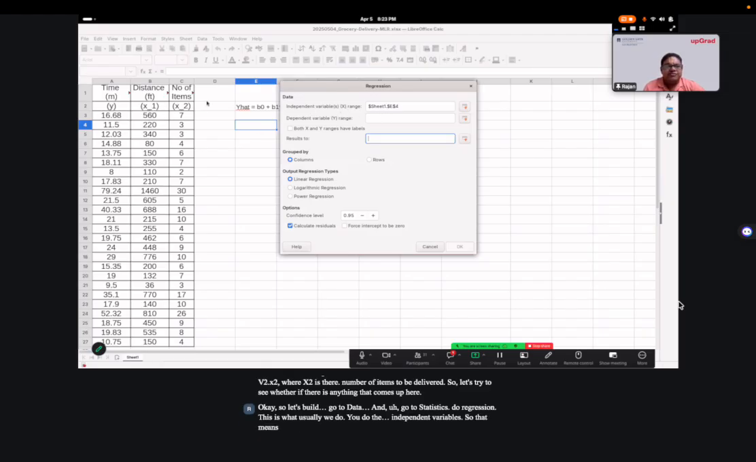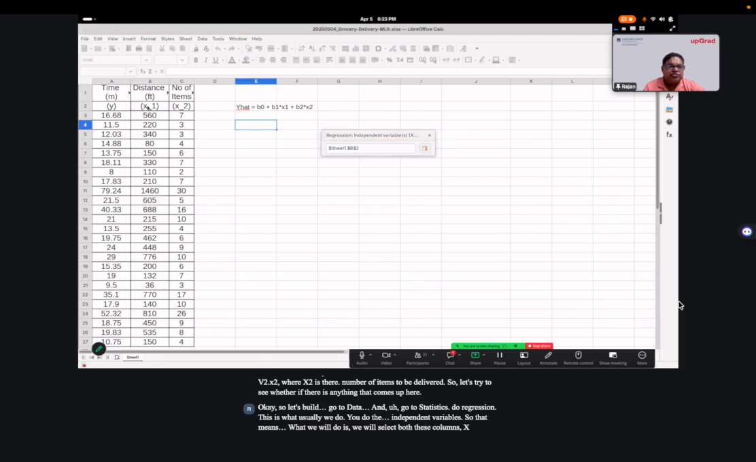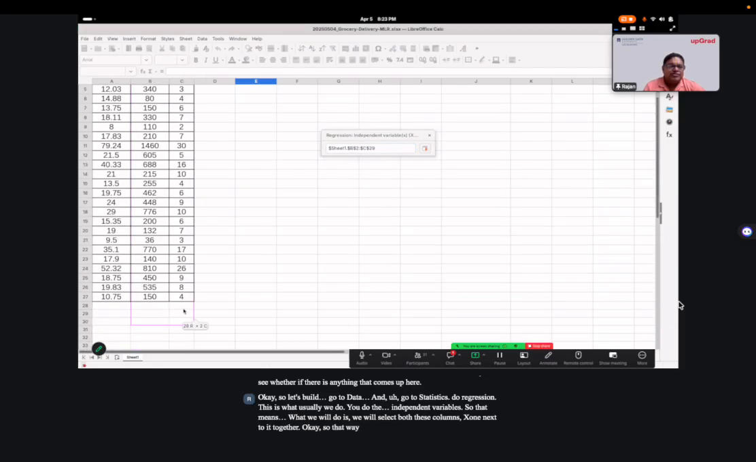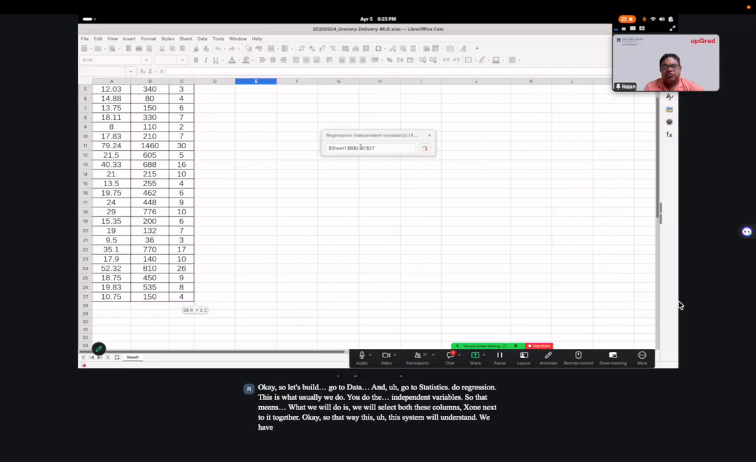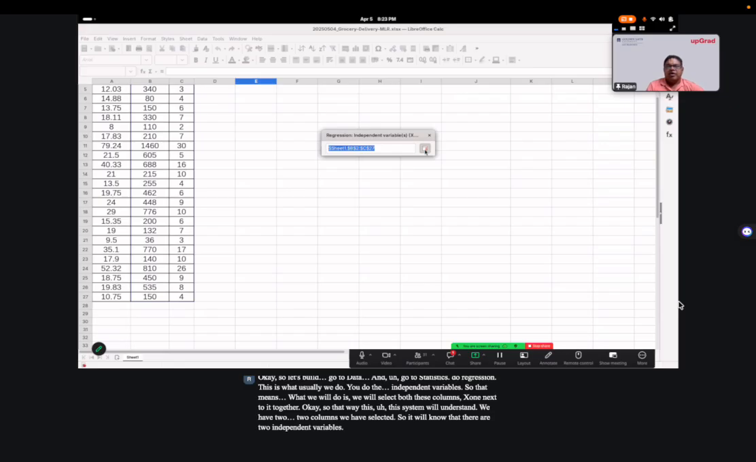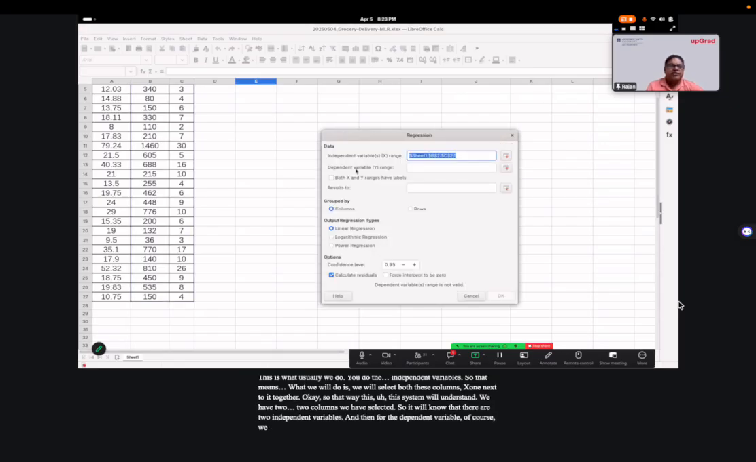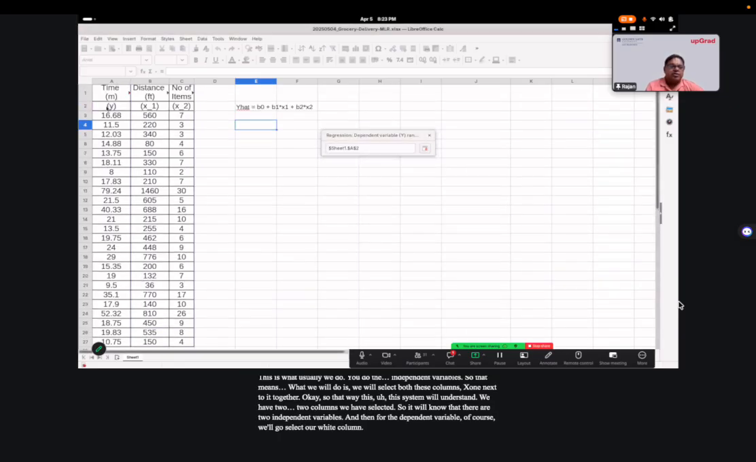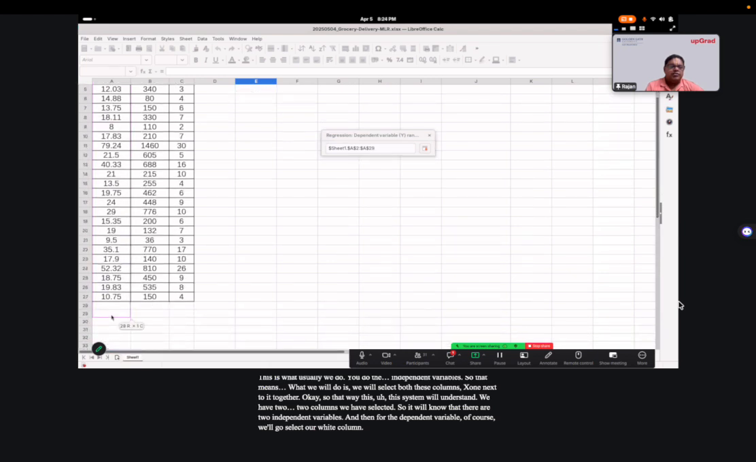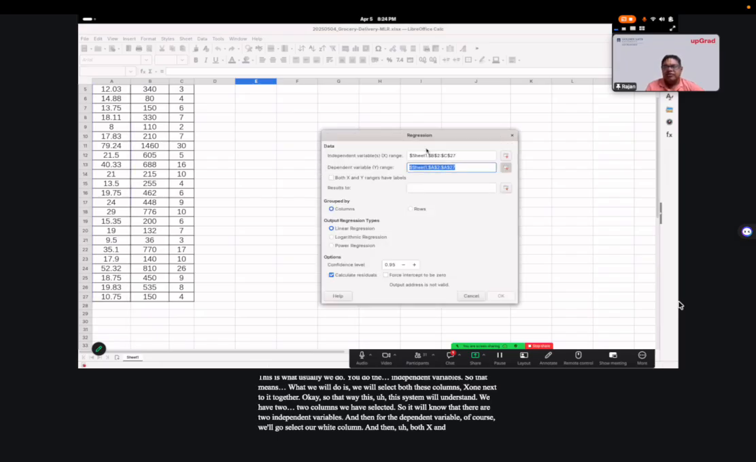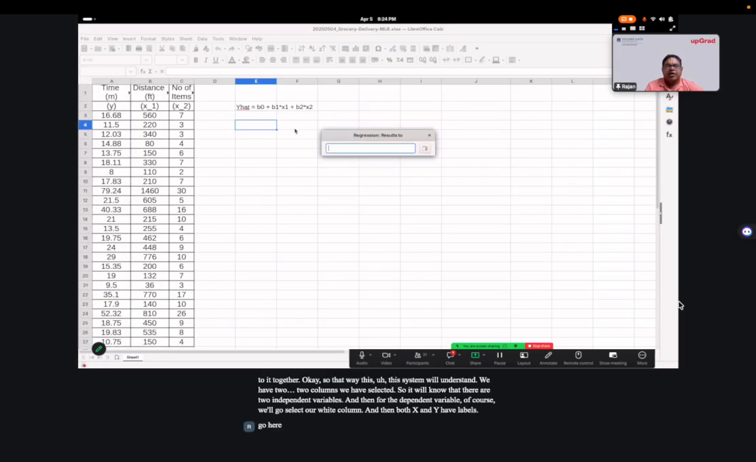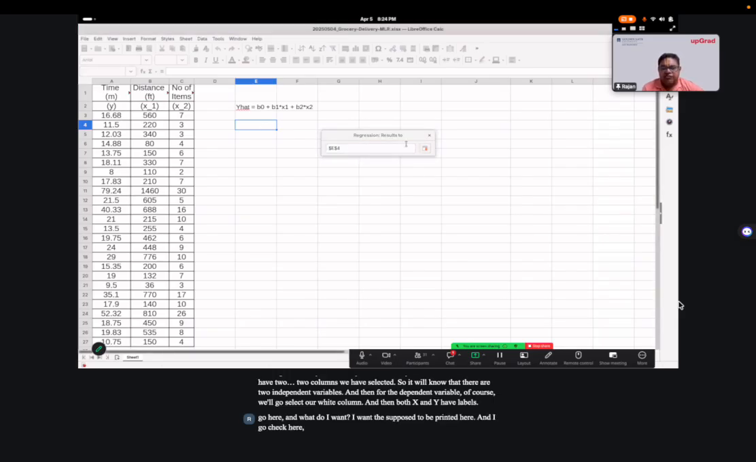So what we will do is select both these columns, X1 and X2 together. That way the system will understand we have two columns selected, so it will know that there are two independent variables. And then for the dependent variable, of course, we'll select our Y column. Both X and Y have labels. I want the results to be printed here. And I check here. Alpha is 0.05. Calculate residuals.